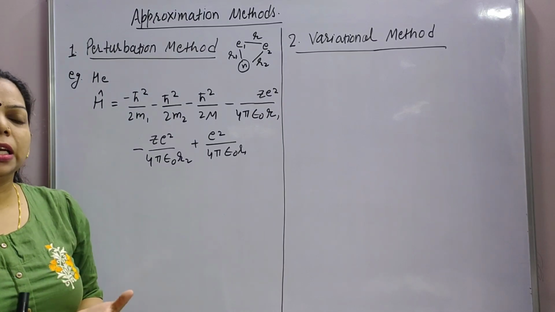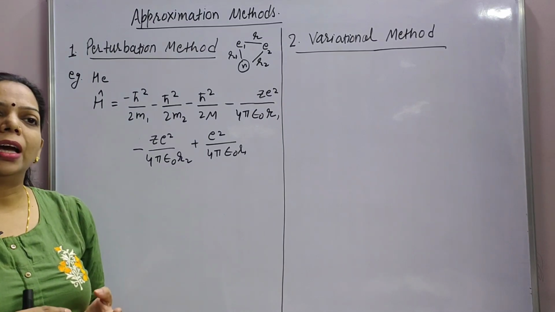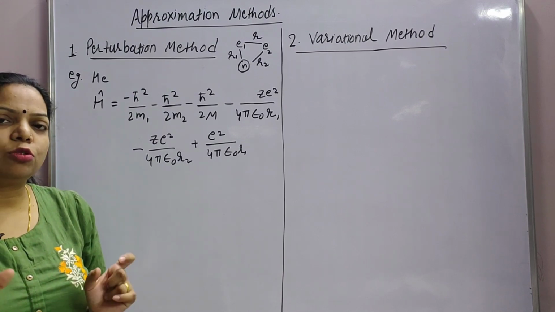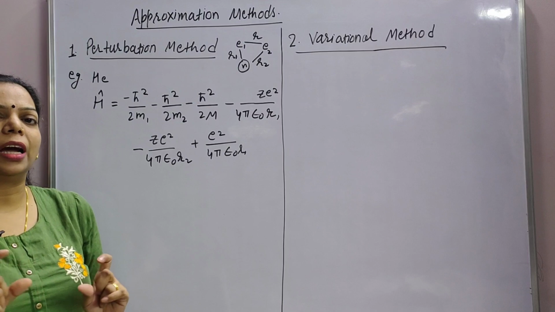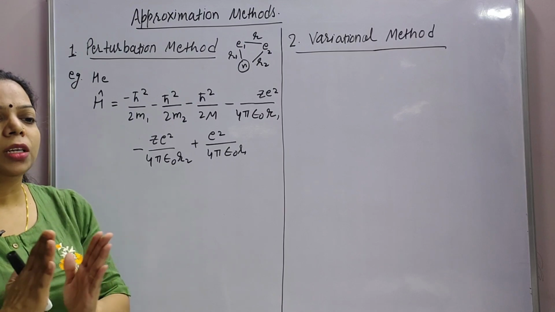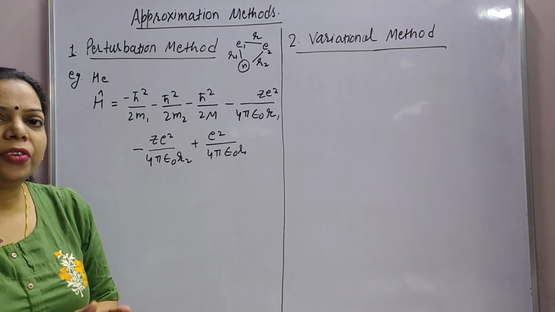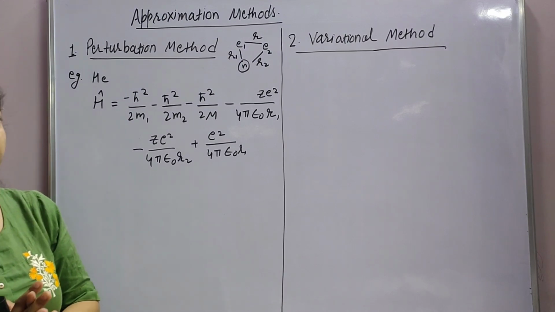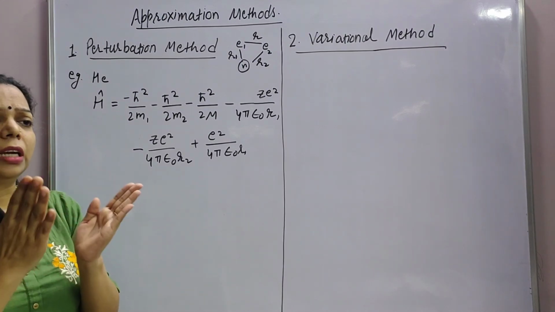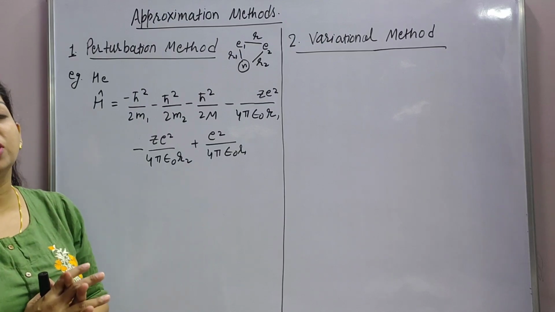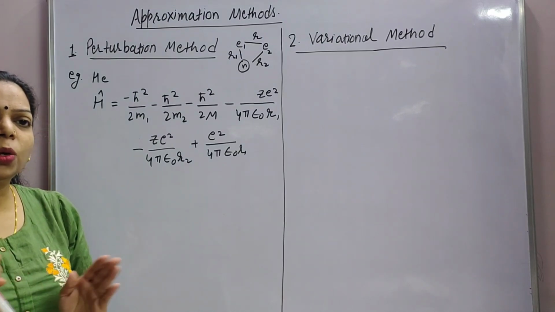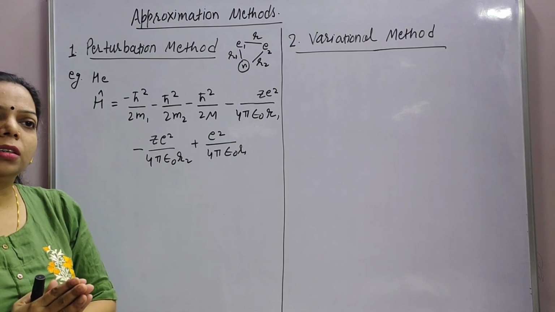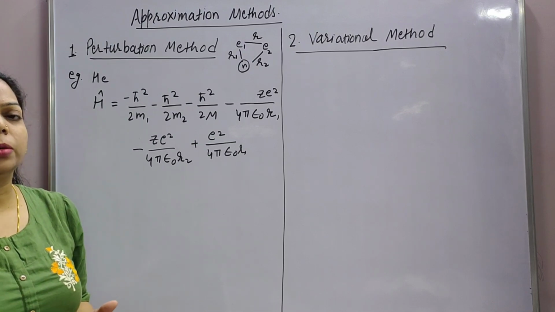So what happens in case of hydrogen atom? We have only one nucleus and one electron. So it is very easy to solve Schrodinger wave equation for that simplest system. Now when the number of electrons increases or we are dealing with multi-electron systems, there comes inter-electronic repulsion terms. So how to deal with those inter-electronic repulsion terms? It is not easy to solve them.